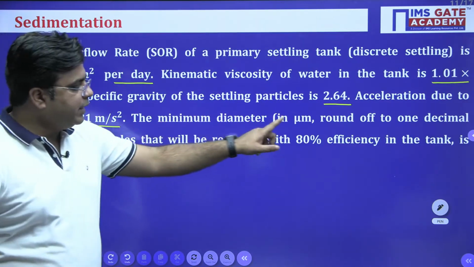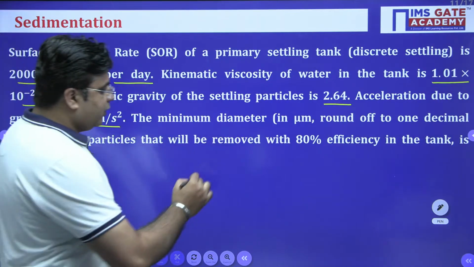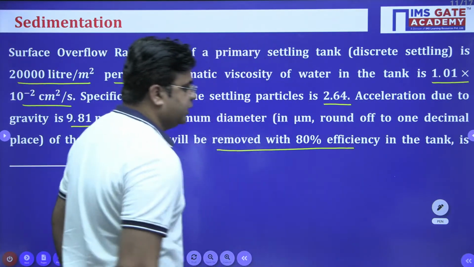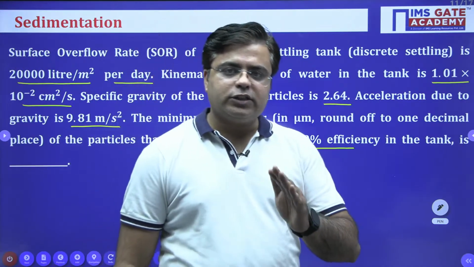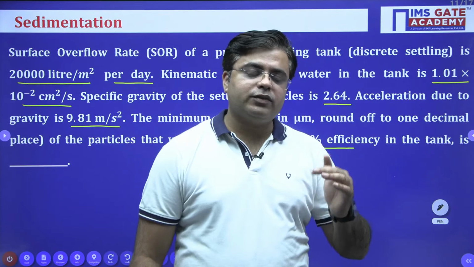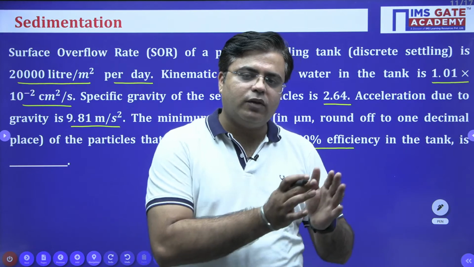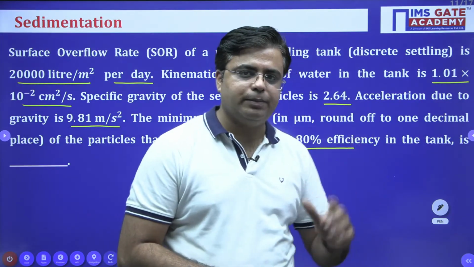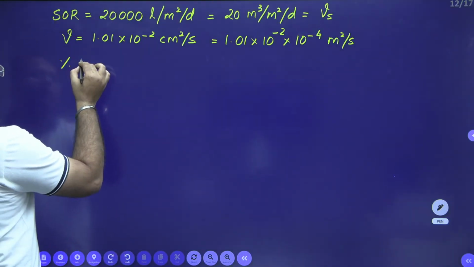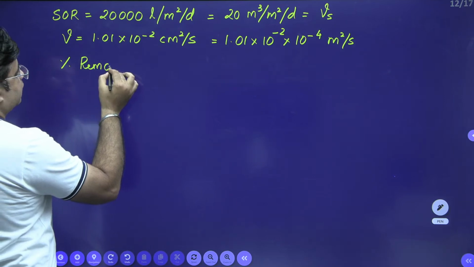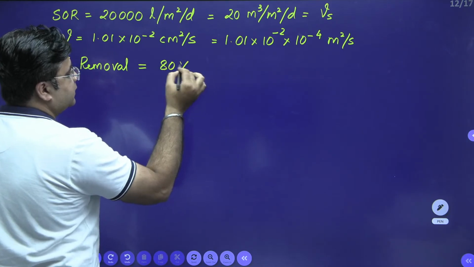The minimum diameter in micrometer, rounded off to 1 decimal place, of the particle that will be removed with 80% efficiency. So basically the question is asking for the size of the particle which is smaller than the concerned size and which will be removed with 80% efficiency. That is, the percentage removal of the smaller size of particle is given as 80%.